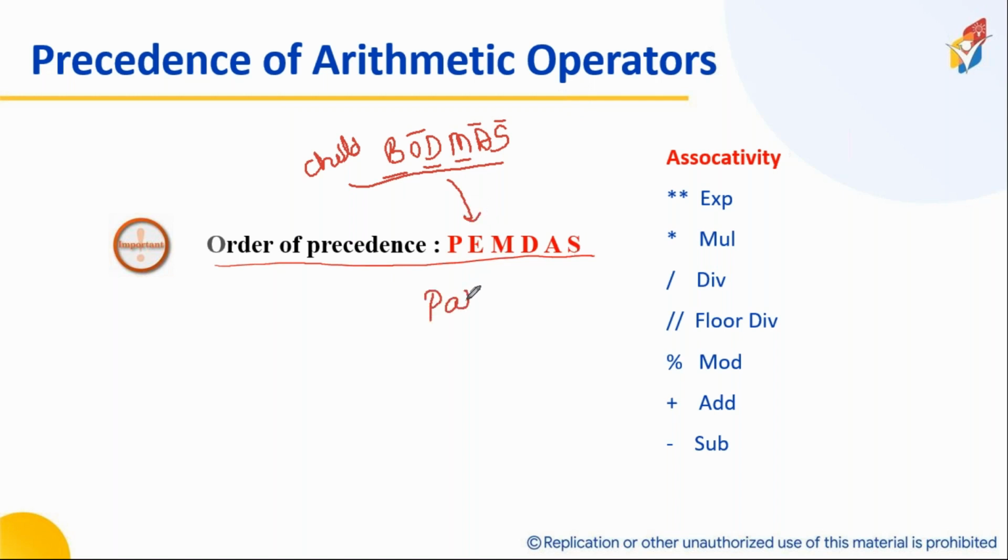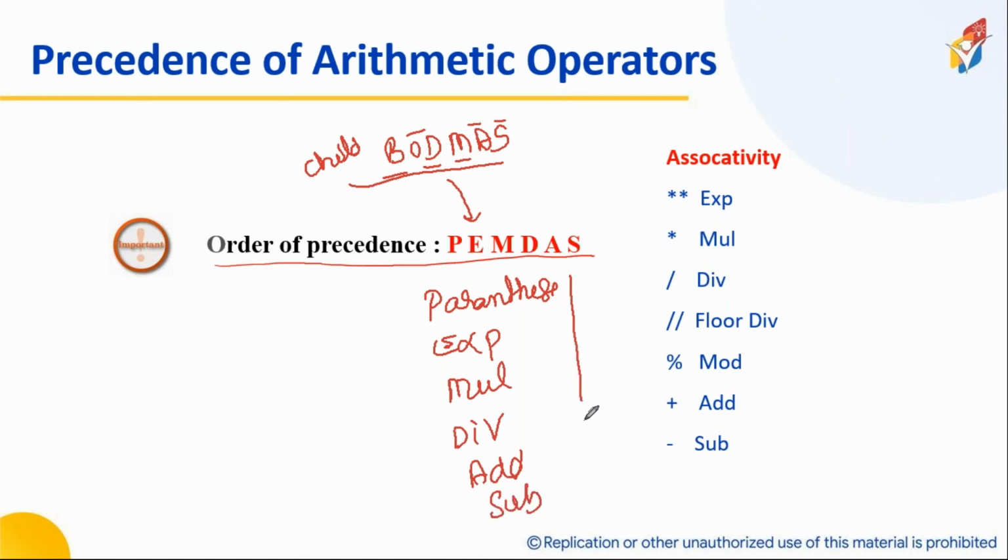P stands for parenthesis, E stands for exponential, M stands for multiplication, D stands for division, A stands for addition, and S stands for subtraction. You have to follow any kind of mathematical or arithmetic expression in this way. Now look here, the first and foremost operator, double star, exponential, has the highest precedence, then multiplication, then division, then floor division, then mod operation, then addition and subtraction. Can you please note down this principle?